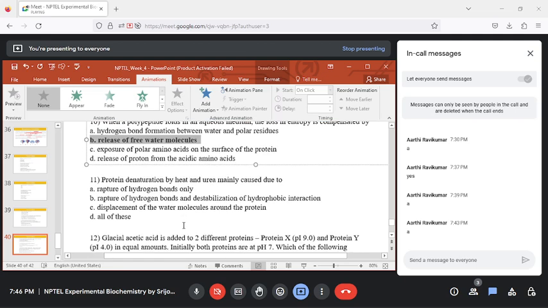Next: protein denaturation by heat and urea is mainly caused due to rupture of hydrogen bonds, destabilization of hydrophobic interaction, displacement of the water molecules around the protein, or all of these. So how are heat and urea playing a role?